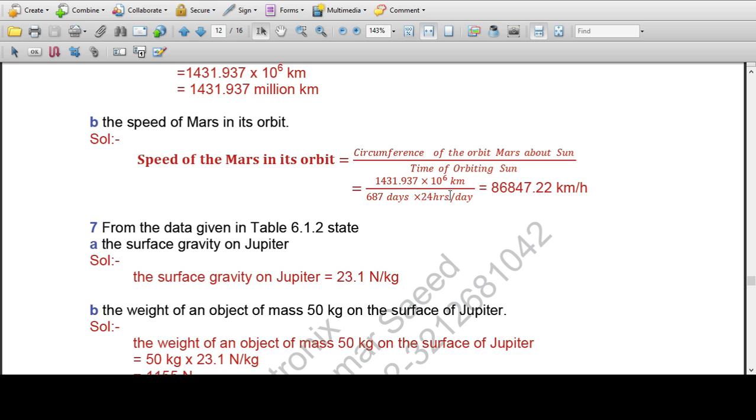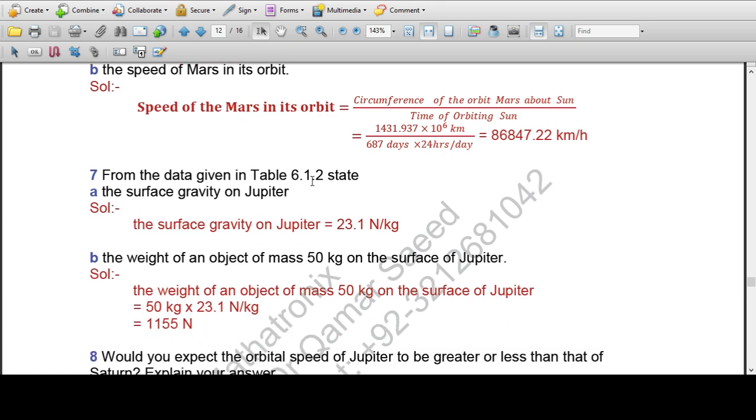So 24 hours per day is the reference of Earth, as in a day we have 24 hours on Earth. From this we have obtained this kilometer figure. The days cancel, and we multiply 687 by 24 and divide. On simplification we have obtained kilometers per hour, 86847.22. We divide the numerator by the denominator, and on simplification we have obtained the answer in kilometers and hours.